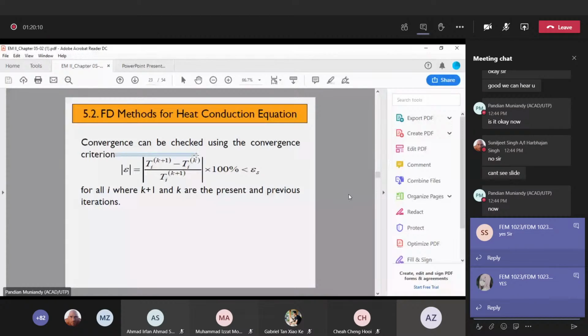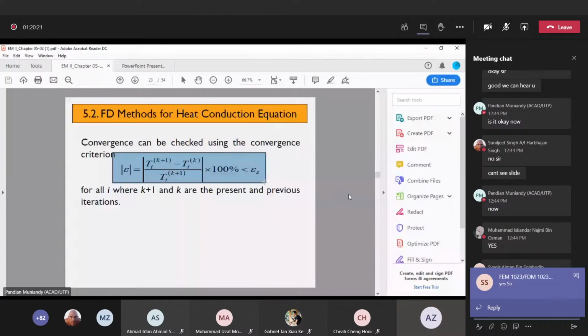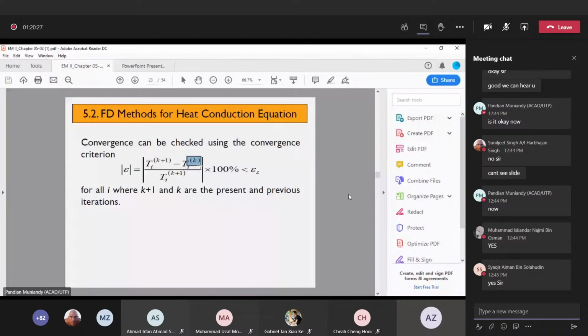This equation is to find the error. So we need to do at least a minimum of 2 iterations. The K here, the superscript K, represents the iteration. But in the problem, we use L. So we remove the L later on. I will show you how to switch to the K. And the I is iteration 2, iteration 1.